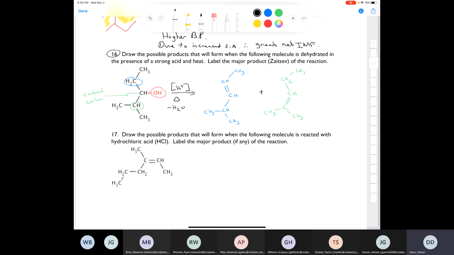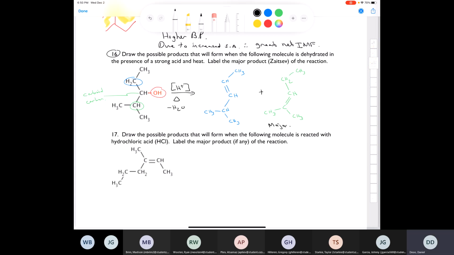Can anybody tell me which one of these is the Zaitsev? Is it the blue one or the green one? Would the Zaitsev product, the major product, be the blue one or the green one? Well, the answer is it would be the green one. This is going to be the major product.